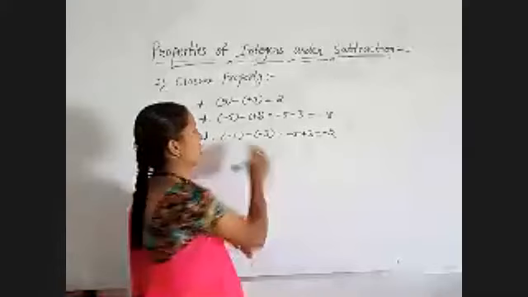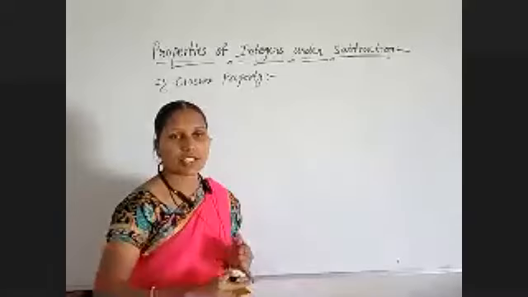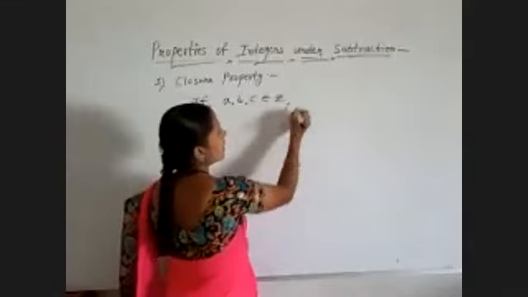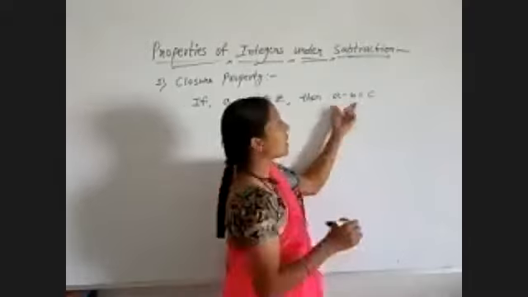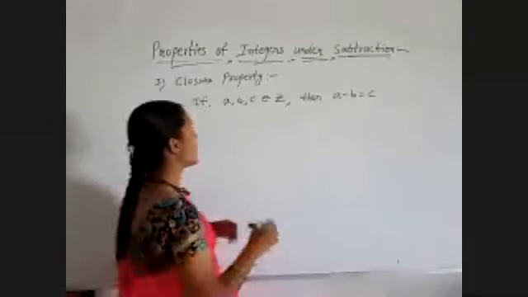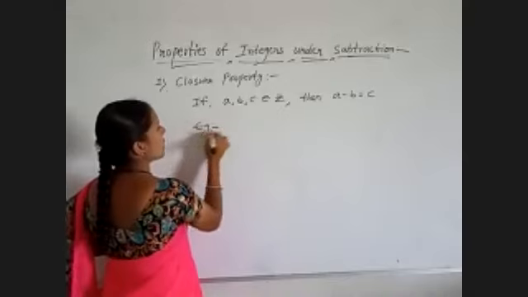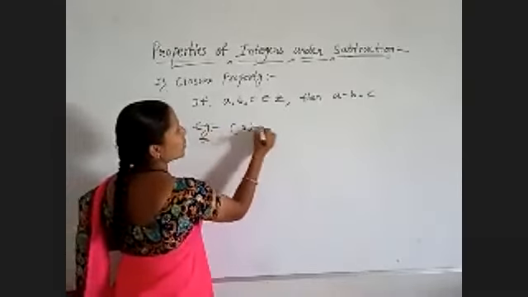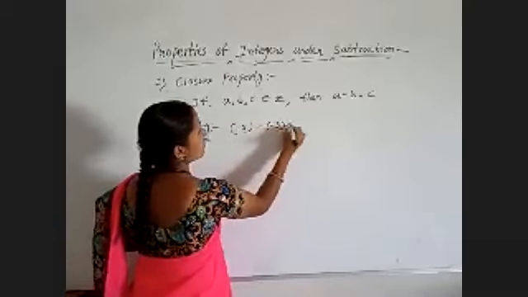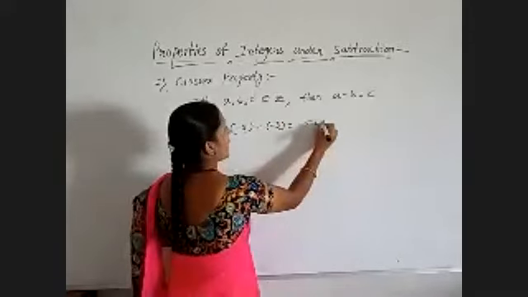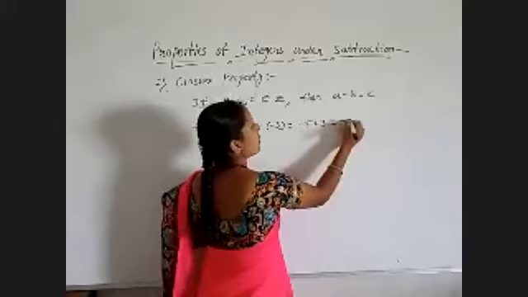So remember, this property is applicable under subtraction. The statement is: if a, b, c belong to integers, then a minus b is equal to c. That means their difference is also an integer. So when we subtract any two integers, the result is an integer. Coming to the second property, commutative property.